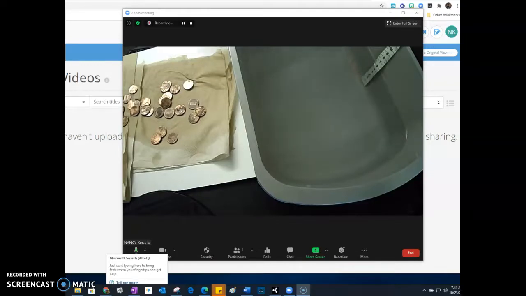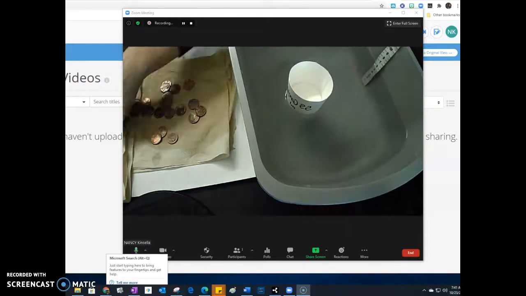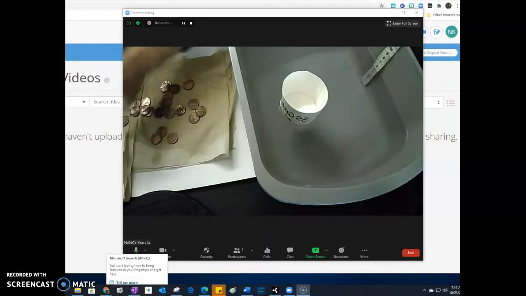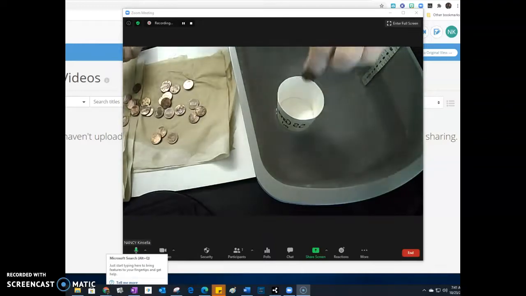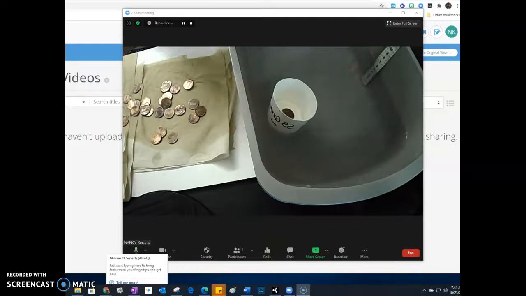So I did the 80 milliliter trial 1. I'm going to do trial 2. Trial 1 was 32 passengers. So trial 2, here we go.